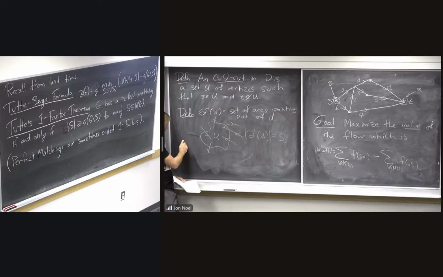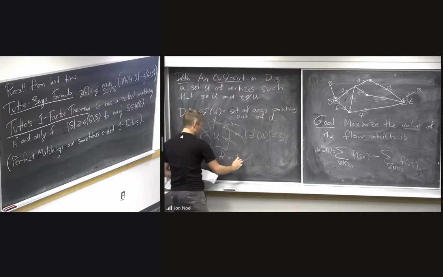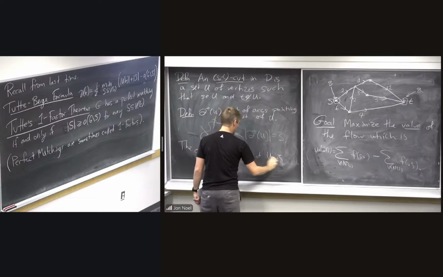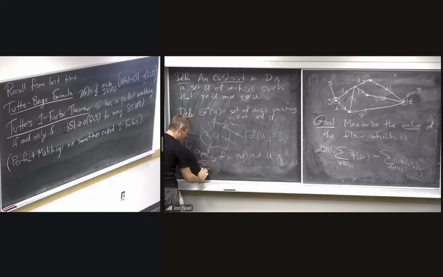Right. And then we can say the capacity of an ST cut U is the sum over all UV in this boundary of U of the capacity of UV.